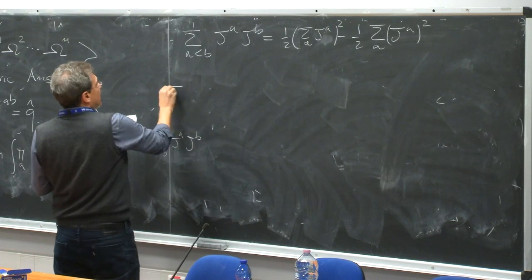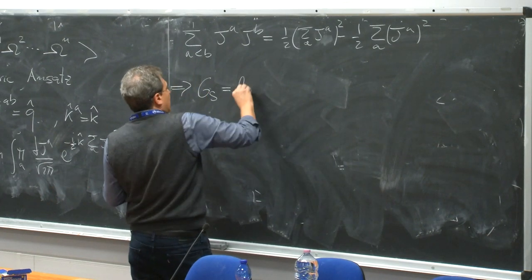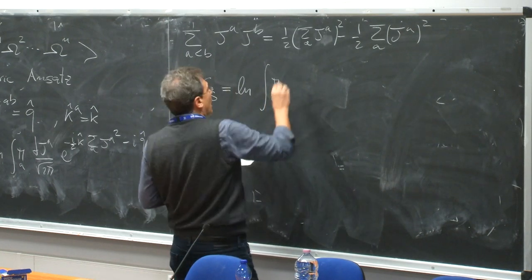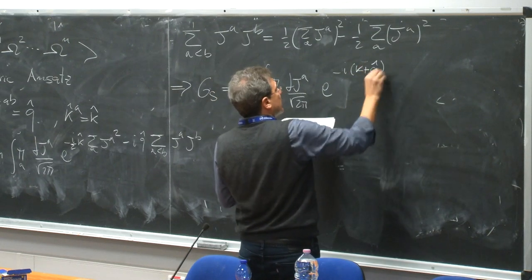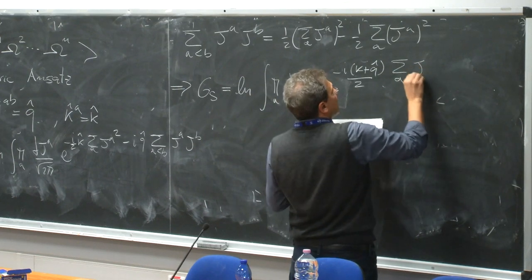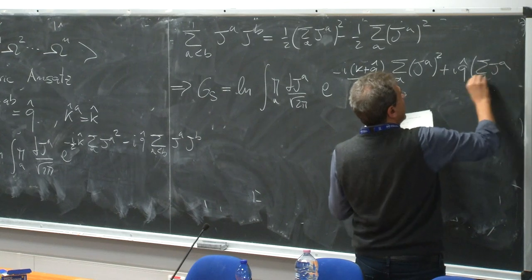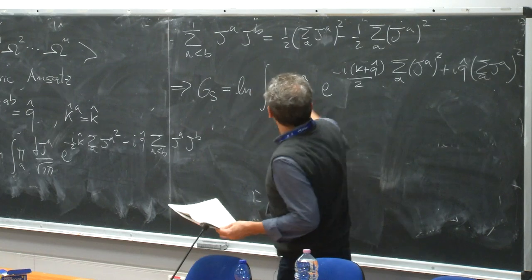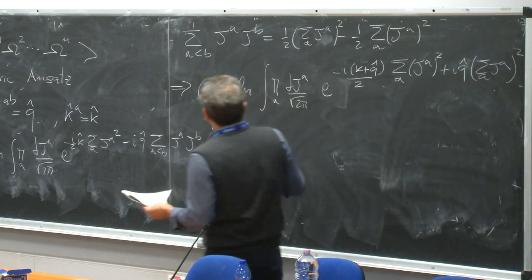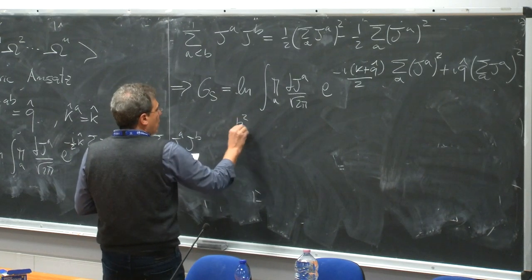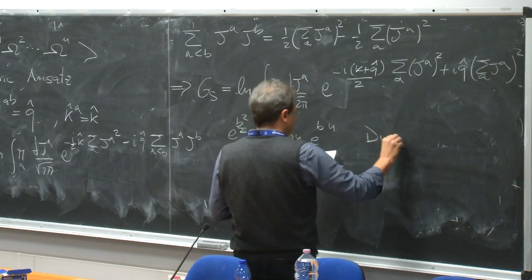Okay, and if you do this, what you get is that G_S, let me avoid writing again all the arguments, is the log, and then you get an integral product over a of dJ_a over square root of 2 pi, and then you have e to the minus i (k plus q hat) divided by 2 sum over a J_a squared plus i q hat sum over a J_a squared. Now I can rotate the integration in the complex plane to take the saddle point, which means that I just drop minus i, essentially. Then I can use the Gaussian identity. Let me remind you that e to the b squared over 2 can always be written as an integral over du e to the b u, where du is just a Gaussian measure.